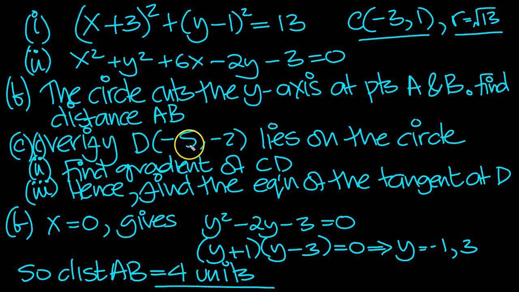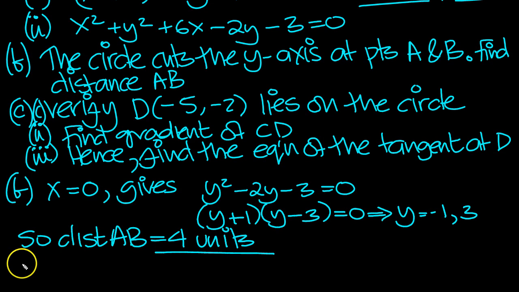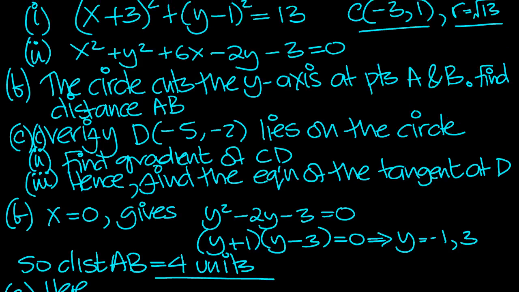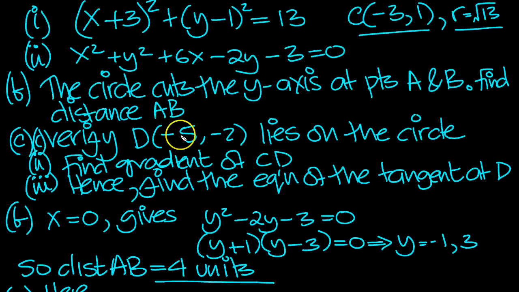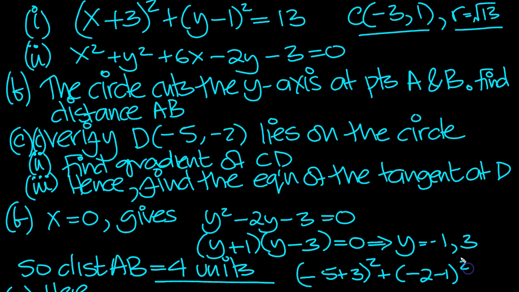Okay, verify D (-5, -2) lies on the circle, and it's better to use this form here for part C. So part C now. Okay, so let's use the original form here. So we're going to put in minus 5 here. I'll put it over here and then move it down. So we get minus 5 plus 3 squared for that one. And the y value, minus 2 minus 1 squared.